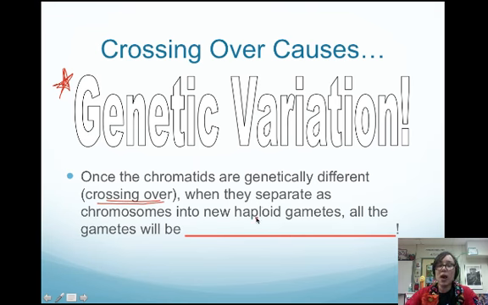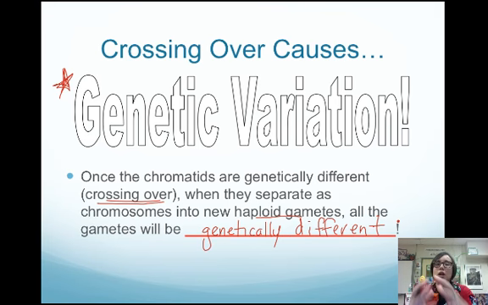So once crossing over has happened and the chromatids are genetically different, when the chromosomes separate, they're going to form two new haploid gametes that will be genetically different from one another. And this is important. This explains why if you have a brother or a sister, they're not exactly like you.